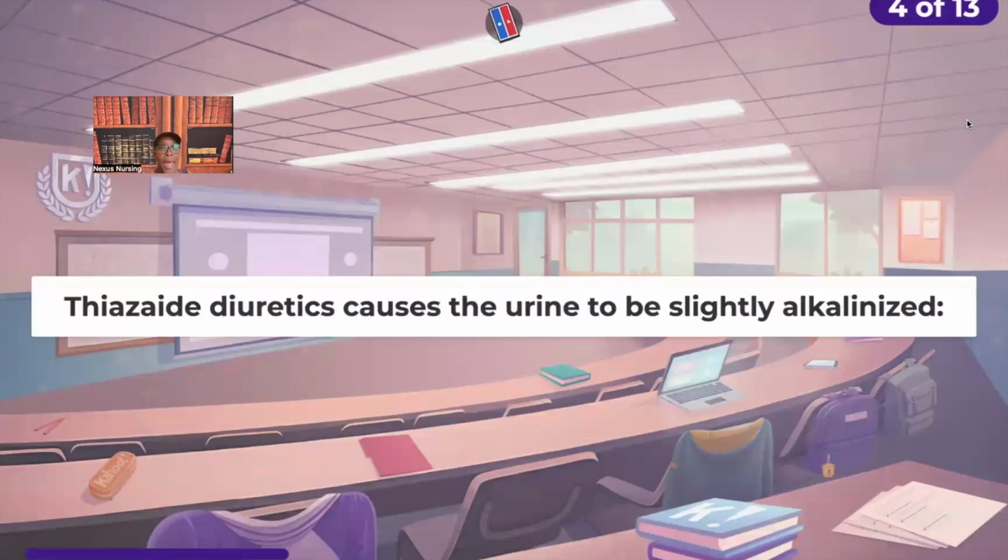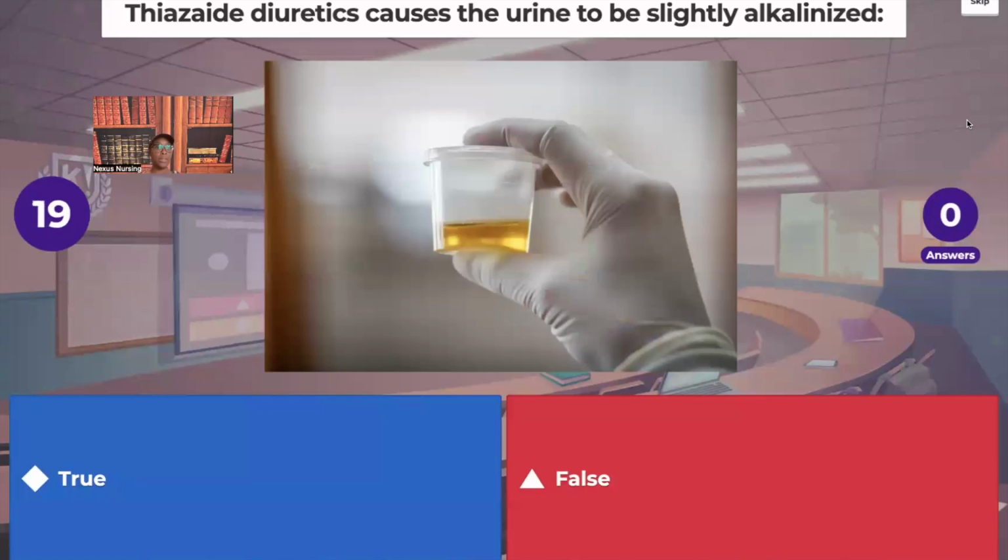True or false? Thiazide diuretics cause the urine to be slightly alkalinized. Is this true or is this false? What do you guys think?